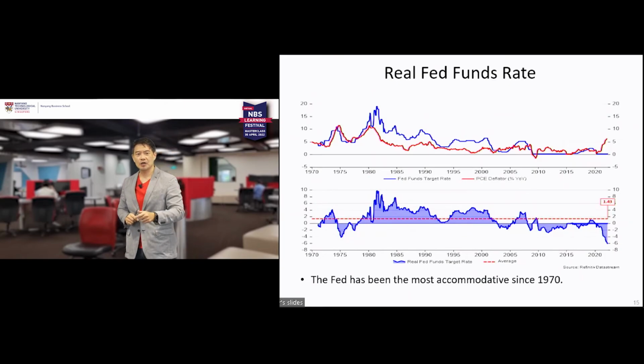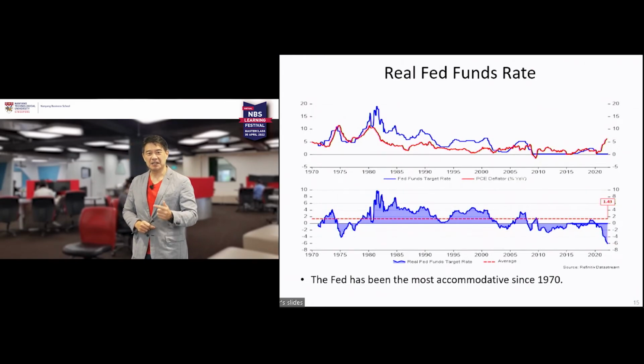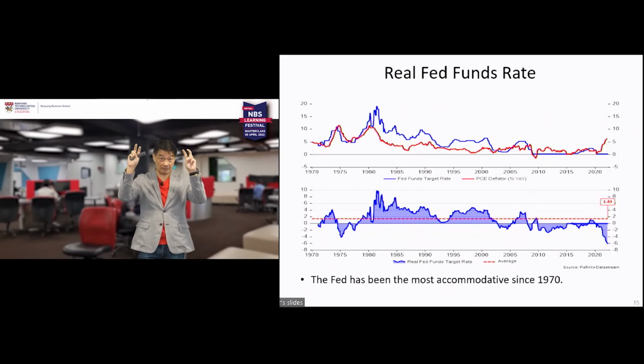So what do you do? You go and borrow. You go and borrow and buy your car. You go out there and borrow and buy your house. You go and buy all your big ticket items because the system rewards you when you borrow. And that's what is happening in the United States. The inverted borrowing cost is negative.